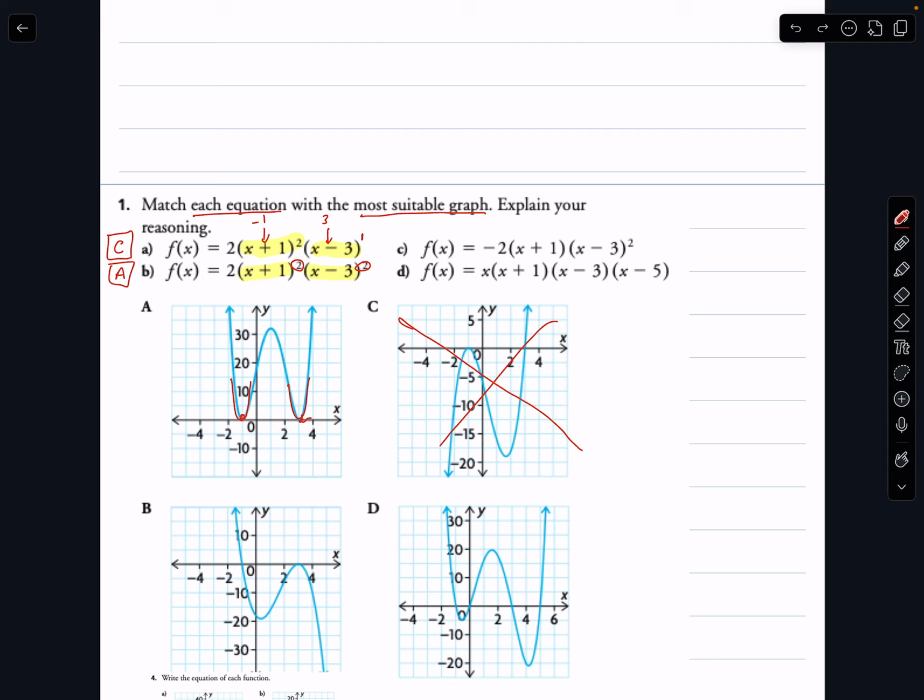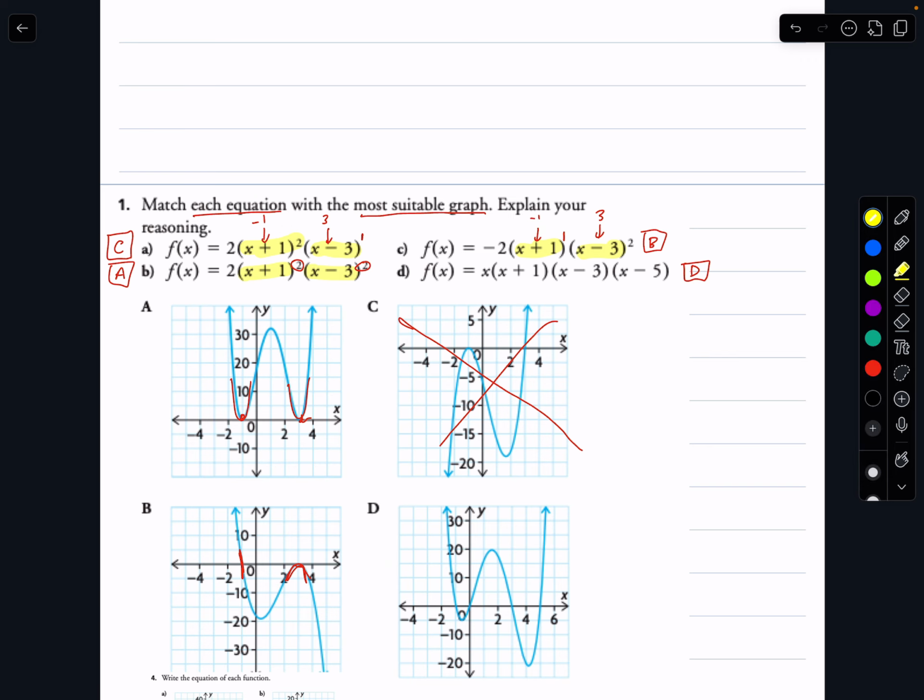Okay, let's look at part C. Part C has -1 and 3. So this is -1 and 3, but it's the reverse. For this one, it's degree 1, but for this one, it's degree 2. So what does that tell us? For the degree 1, at -1, it's going to be straight, but at 3, it's going to be a bounce. So if I look at this, at -1, it's straight, and at 3, it's a bounce. Therefore, I know that this is going to be B. And then, obviously, by process of elimination, this is going to be D.